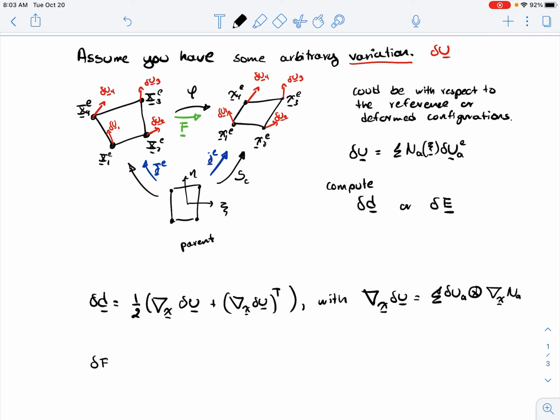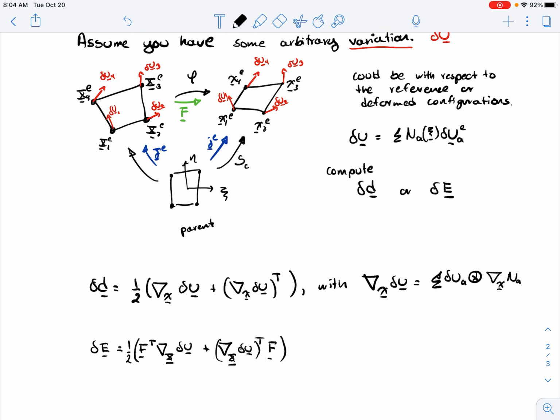Similarly, what about delta E? Delta E is 1/2 of F transpose times the gradient with respect to capital X of delta U, plus the gradient with respect to capital X of delta U transpose times F. So you have F here, which you calculated before, and this gradient I didn't ask you to compute in the homework.